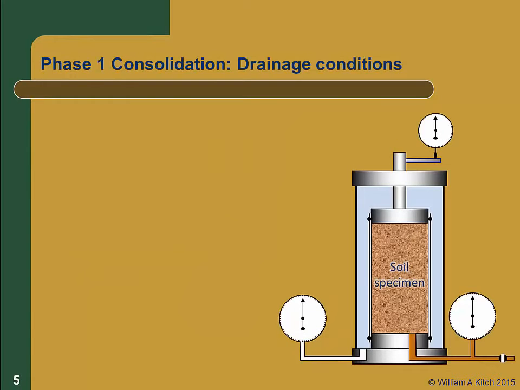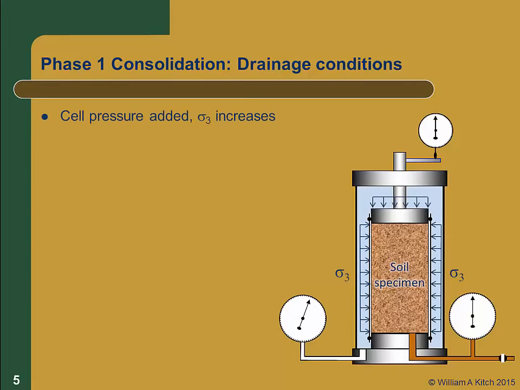There are several different types of triaxial tests. The different tests are distinguished by the drainage conditions applied during the consolidation and shear phases of the test. In phase 1, pressure is added to the water surrounding the specimen, providing a confining and consolidation stress. During the consolidation, the drainage valve may either be open, allowing drainage, or closed, creating an undrained condition.